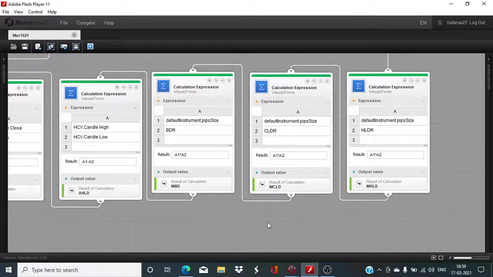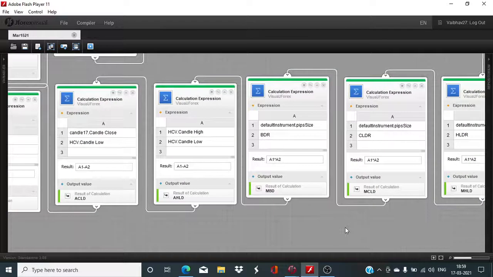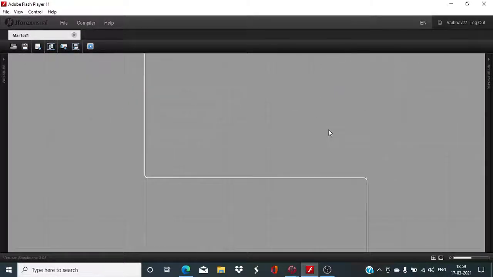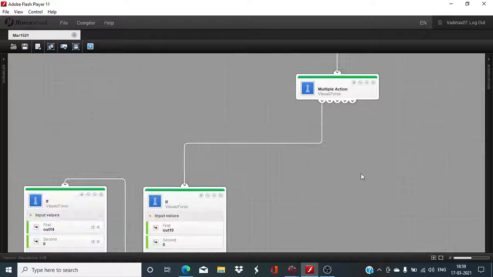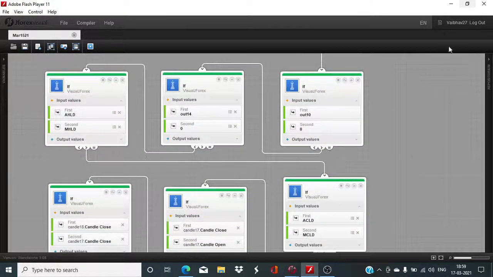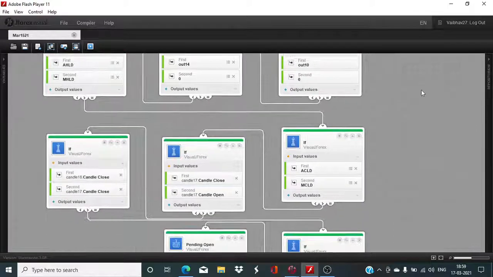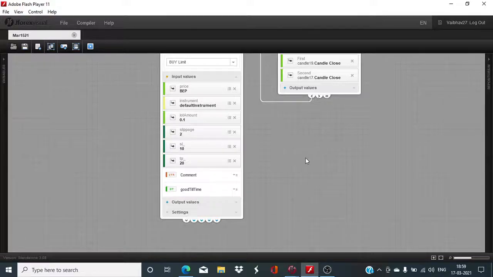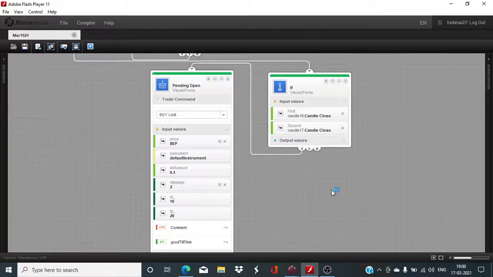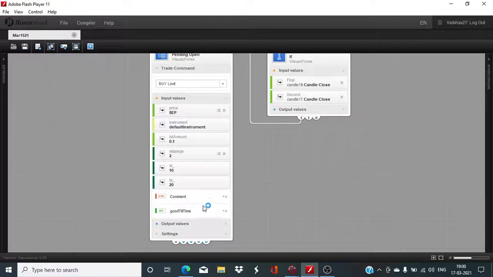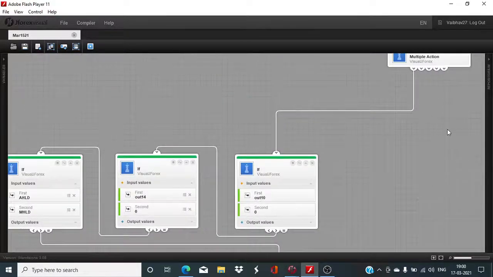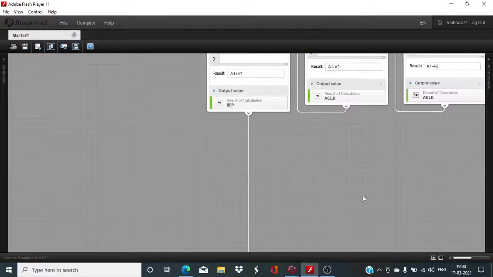To define the conditions, we have also used the calculation expressions. So here is this design, and on the lower side, these if else blocks have been used to set the conditions. Now, in this session, we will have to define one variable for this pending open block, the order validity. Order validity, we will keep it valid for 1 hour, so I will define that, and then we will start building the sell side logic.